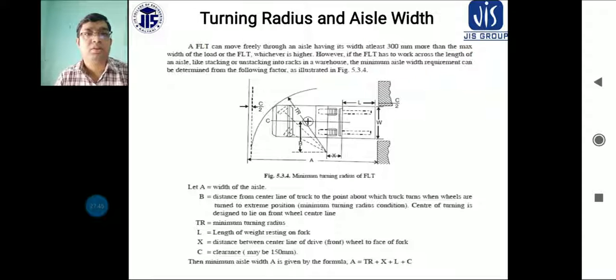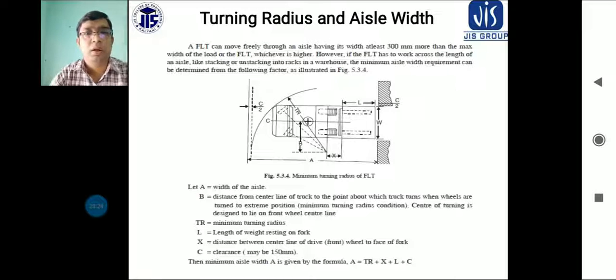And in a warehouse, the minimum aisle width requirements can be determined from the following factors. So the figure is here, that means the minimum turning radius of the forklift truck will be given. A equals the width of the aisle, that means you have to give this in the figure, the aisle width. And B equals the distance from the center line of the truck to the point about which the truck turns when the wheels are turned to extreme positions, minimum turning radius conditions. That means the center of turning is designed to lie on the front wheel center line given here.